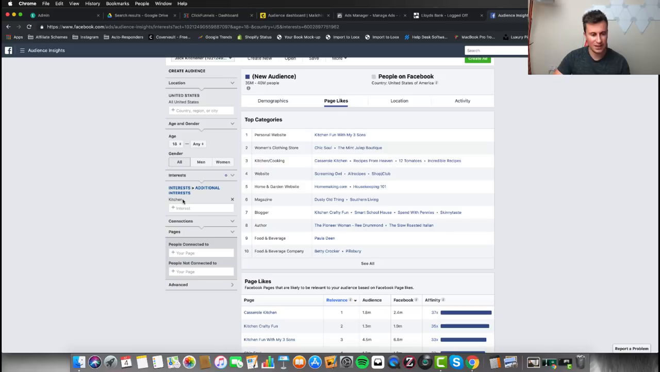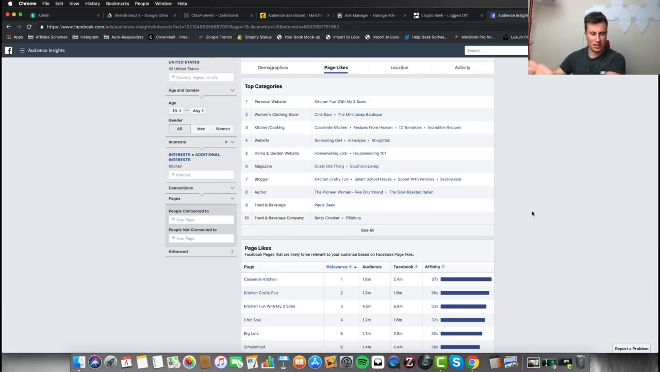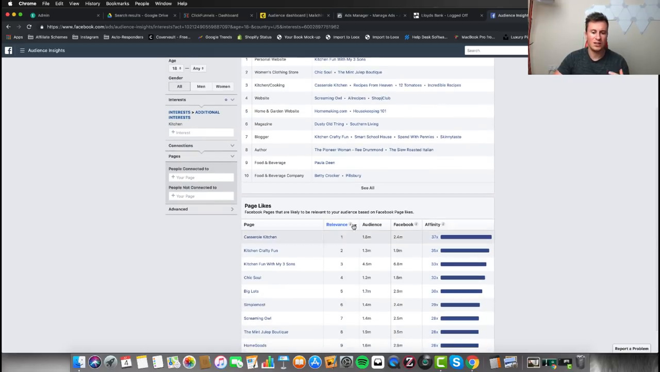So if you were to pick kitchen solely as an interest, these are the top categories and top page likes in which people within the kitchen interest also are related to. So for example, if you were to pick this as an interest to target, then the audience within this interest, these are the top categories in which they're related to, and these are the top pages in which they like. So essentially, to find a passionate audience, you need to pick an interest where the majority of the other pages in which the people in that are related to are also related to the niche you're targeting, if that makes sense.